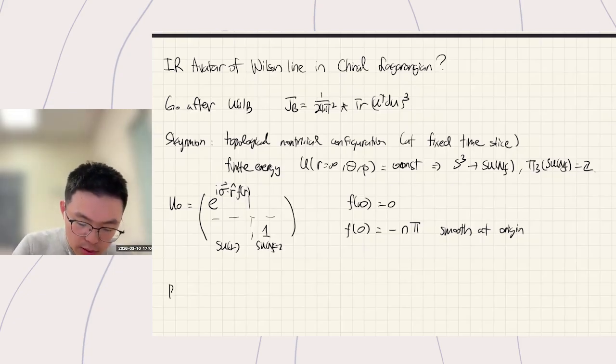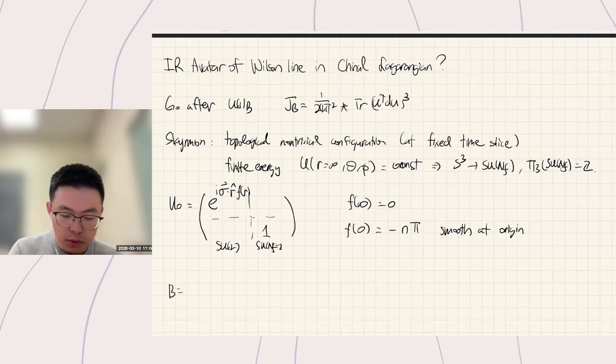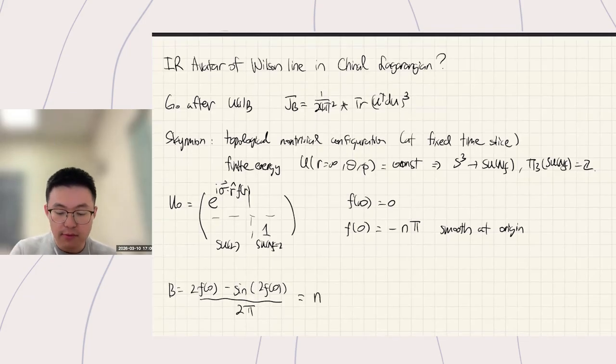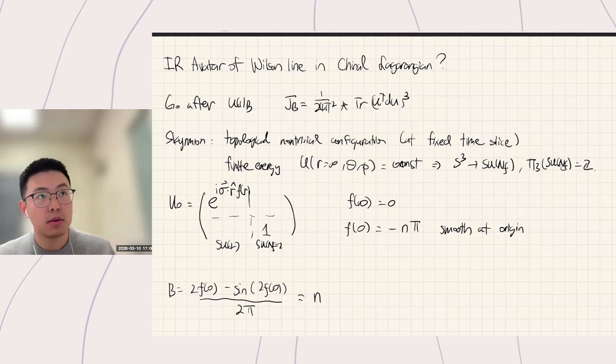So now if you evaluate the baryon number for these configurations, you will find the answer is given by this, which is basically a function of f0. And for this particular case, it's always given by n. So this n, which is the value of f0 at the origin, basically tells you the skyrmion number, okay? So this is how we think about baryons inside of chiral Lagrangians as some kind of non-trivial topological solitons, skyrmions.